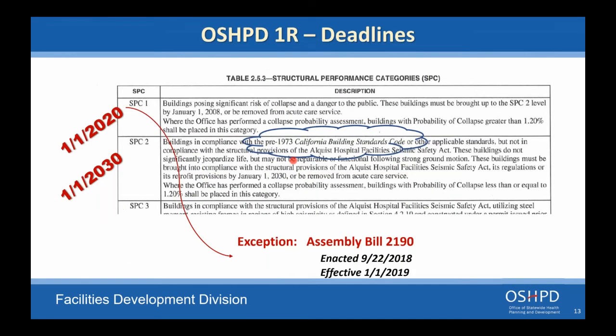So the timeline on this is SBC1 buildings need to be removed from service by January 1st, 2020. That date has already passed. There are approximately 60 buildings still remaining in our inventory that are in the process of being removed from service or updated. SBC2 buildings have till 2030. Okay. And this is where a lot of these removal from acute care service, or RACS, type projects will take effect.